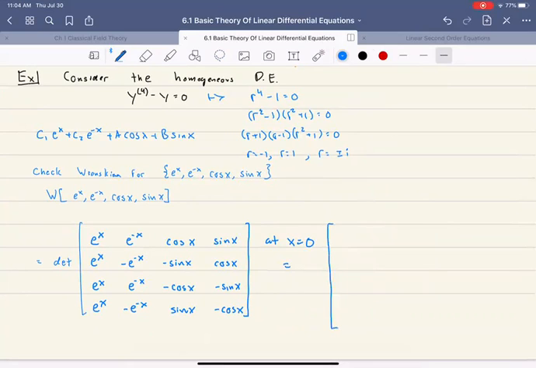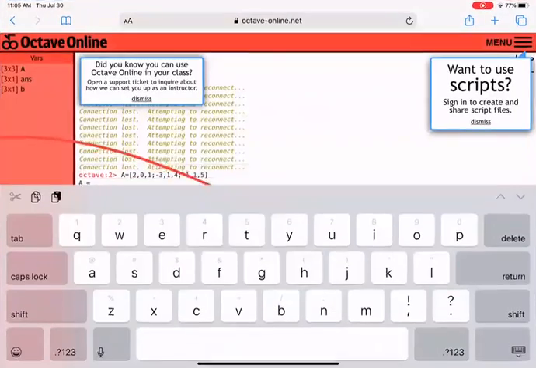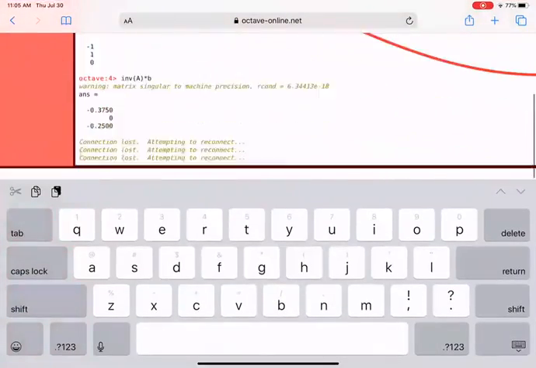When I do this at x equals 0, I'm going to get, let me do it with just the lines, 1, 1, 1, 0, 1, negative 1, 0, 1, 1, 1, negative 1, 0, 1, negative 1, 0, negative 1. And I really don't care about you being able to take determinants in this course. I mean, I'm using them, but look at that. We have Octave.